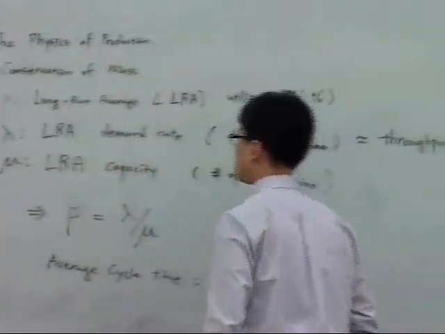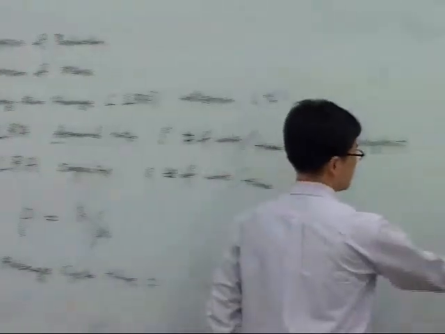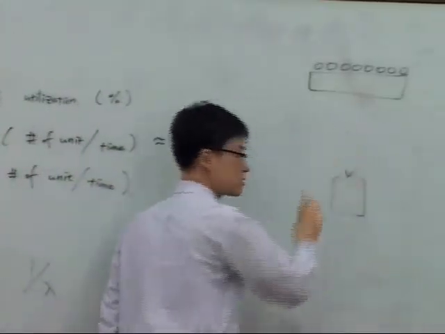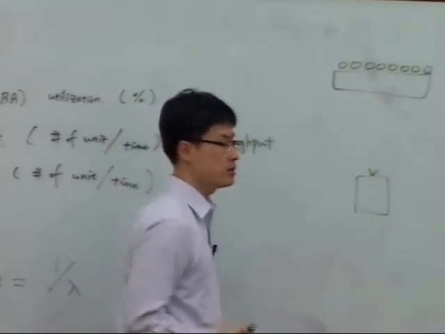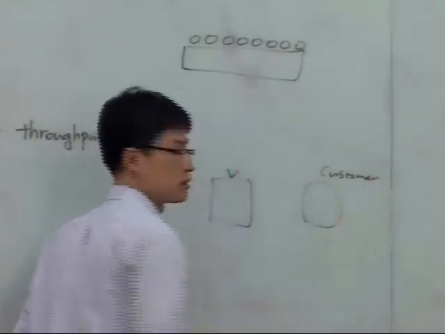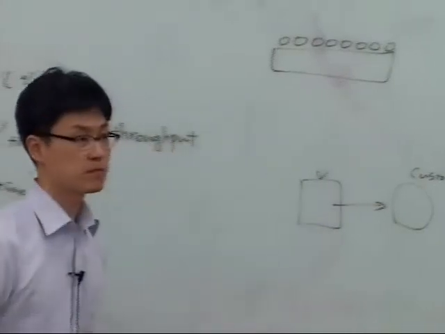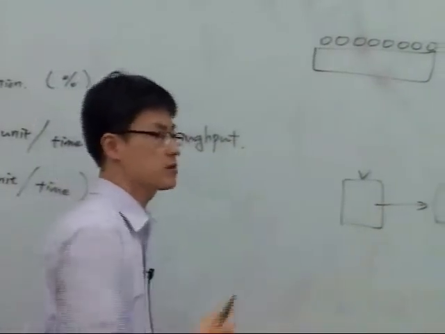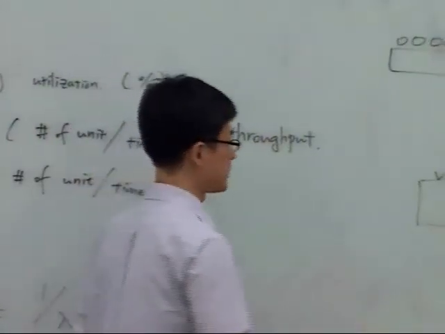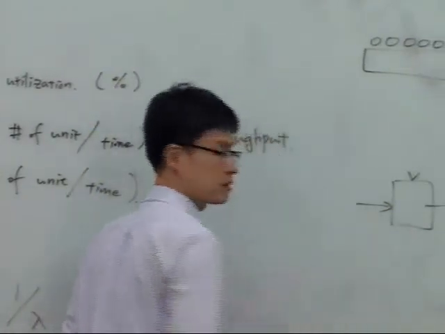One more thing to comment on is the demand rate. It is our natural thinking that if this is our system, demand means there is some customer wanting something. So if we give something out of our system to that customer, we call this a demand, right? What is that then?